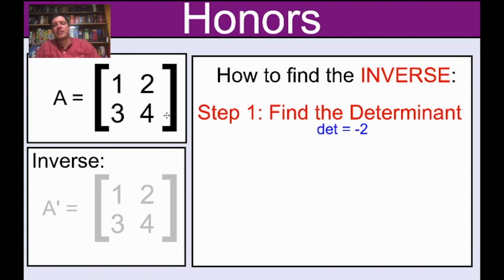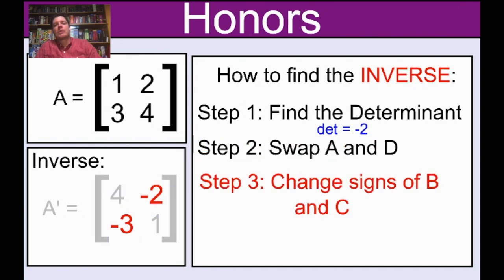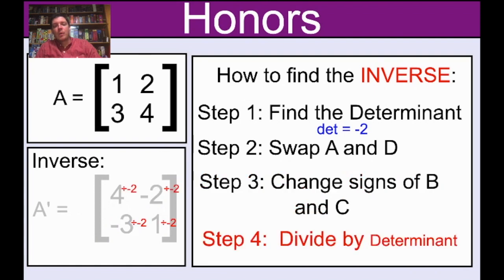The determinant of this matrix is -2. Step number 2, we're going to flip, in this example, the 1 and the 4. They're going to swap positions. Step number 3, we're going to change the signs of the other 2 numbers. So this becomes a -2 and a -3. And if you remember right, we kind of modified step 4. We're going to divide each of those numbers by the determinant.